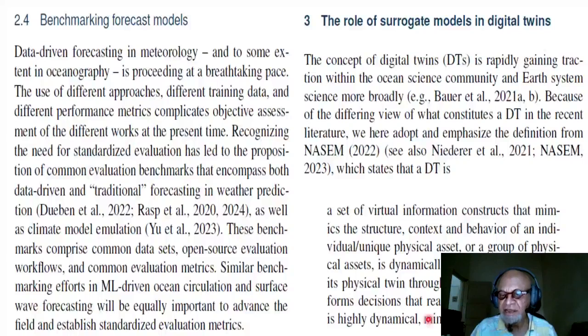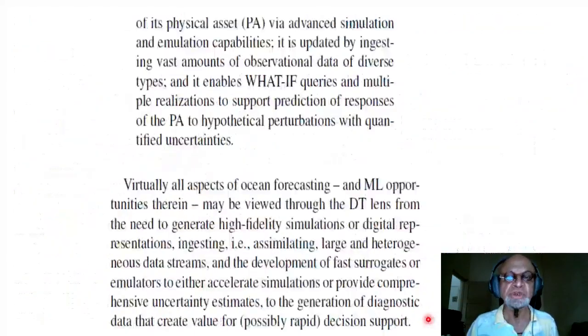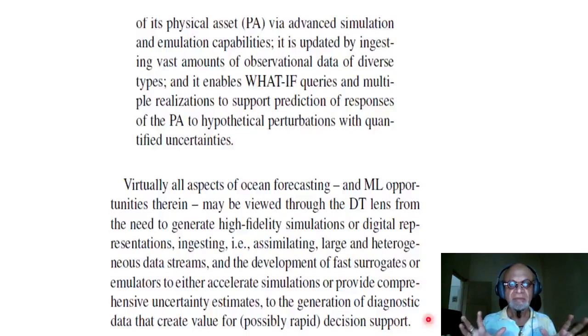A digital twin is highly dynamical, mimicking the time evolution of its physical asset via advanced simulation and emulation capabilities, and it's updated by ingesting vast amounts of observational data of diverse types, and it enables what-if queries and multiple realizations of the system to support prediction of responses of the physical assets to hypothetical perturbations with quantified uncertainty. So if you are looking at a fisheries system and you want to manage it, you can look in the digital twin at how the quotas can be set, or how the fishery is going to be affected by climate like El Nino, or warming, deoxygenation, acidification, etc.